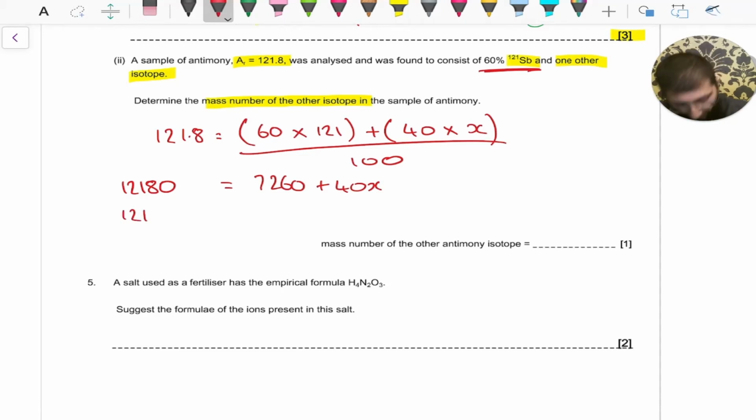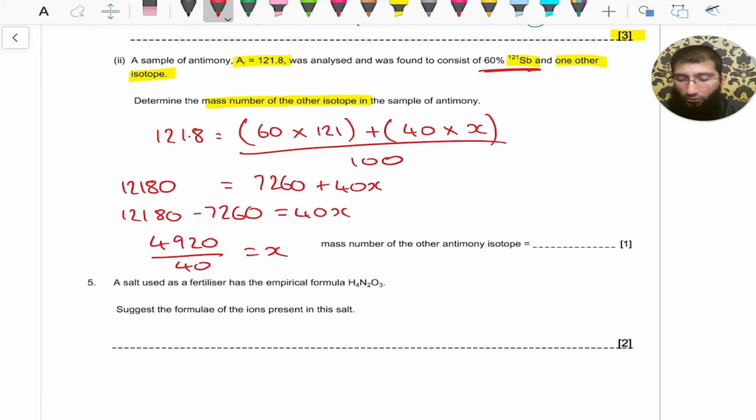So we've got 12180 minus 7260 to give us 40x. So that's 12180 minus that gives us 4,920 divided by 40, because we've got 40x should equal x. So 4,920 divided by 40 gives us 123. Therefore, x is equal to 123. This is the mass number of isotope number 2.